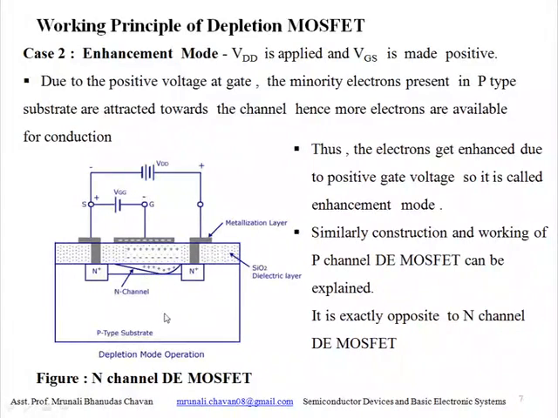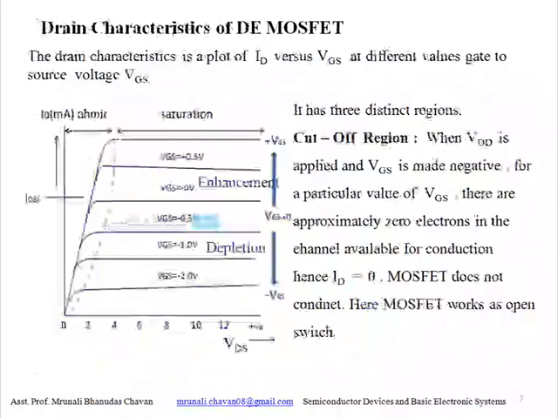More electrons are available for the conduction. Thus the electrons get enhanced due to the positive gate voltage, so it is called enhancement mode. Similarly, the construction and working for the p channel DE MOSFET can be explained. It is exactly opposite to the n channel DE MOSFET.